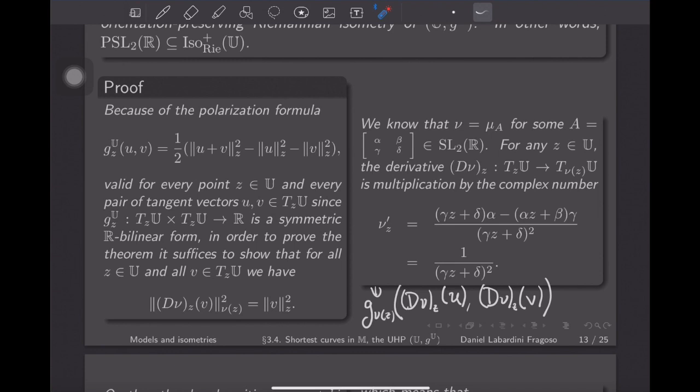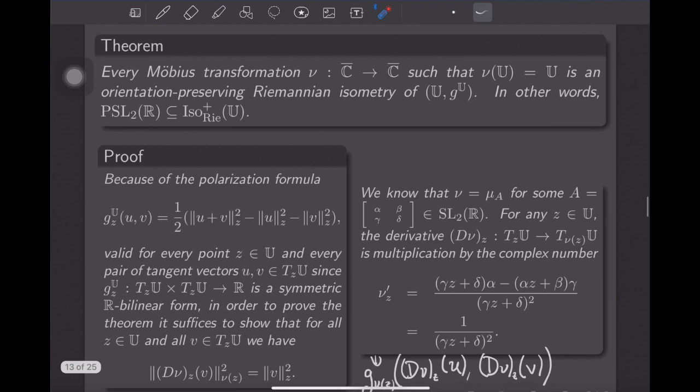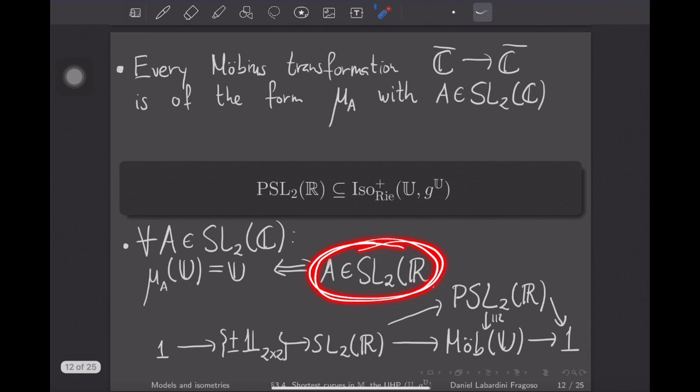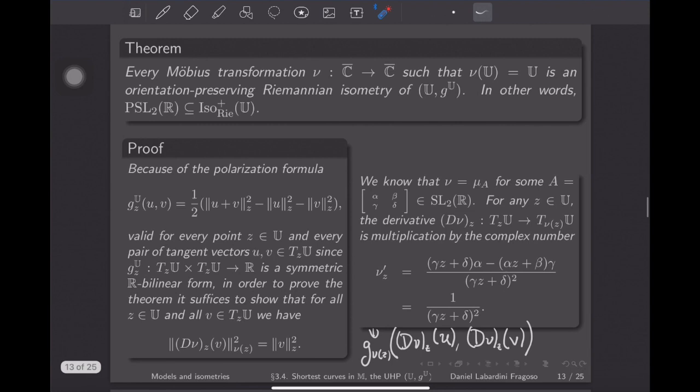Now, my Mobius transformation we know that it comes from a matrix in SL2R. That's because I assumed this, and this is equivalent to coming from a matrix in SL2R, as we mentioned. Now, for any point in the upper half plane, nu of Z is also in the upper half plane. So we can just take the derivative as we used to do when we were taking the first class in complex analysis, taking the expression for nu, alpha Z plus beta divided by gamma Z plus delta, and then just taking its derivative as in complex analysis. That's what we obtain.